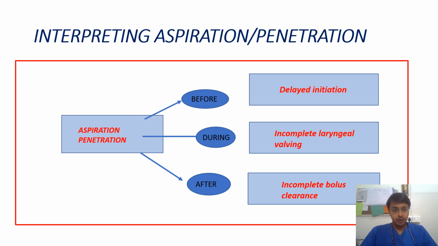Coming to aspiration or penetration, if the aspiration or penetration occurs before the swallow, it is due to a delayed initiation of swallow. During the swallow, it is due to incomplete laryngeal valving, that is, there is incomplete closure of the endolarynx. And after the swallow, it occurs due to incomplete bolus clearance, leading to residues in the vallecula or in the piriform sinuses, which tend to get aspirated or penetrated with each breath.